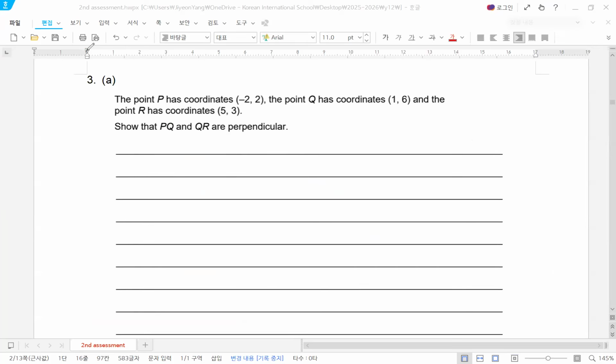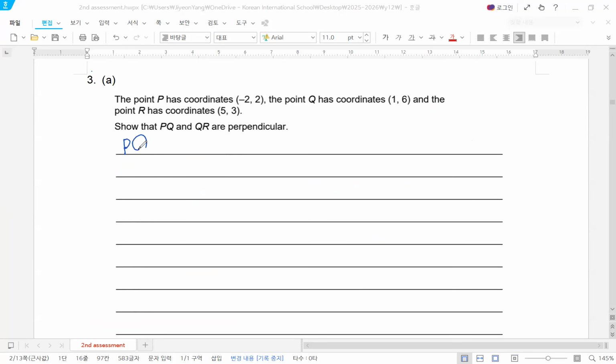Question number 3, Jason Tao, please read this question. P has coordinates (-2, 2), the point Q has coordinates (1, 6), and the point R has coordinates (5, 3). Show that PQ and QR are perpendicular.